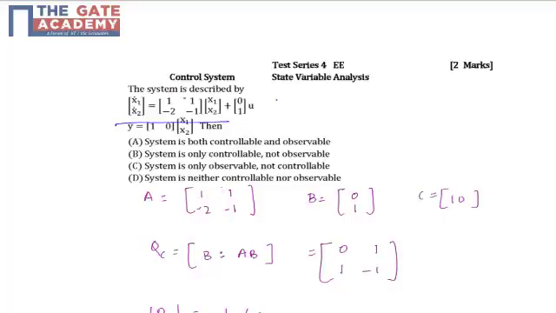So the given equation represents x dot is equal to A x plus B u, and y is equal to C x. So A is the matrix [1, 1; -2, -1], and B is [0; 1]. Directly from this given equation, this is B, this is A, and C is the C x term.